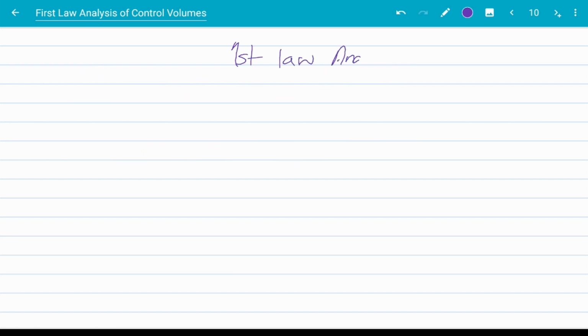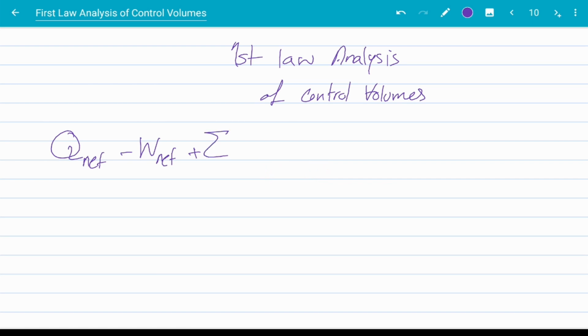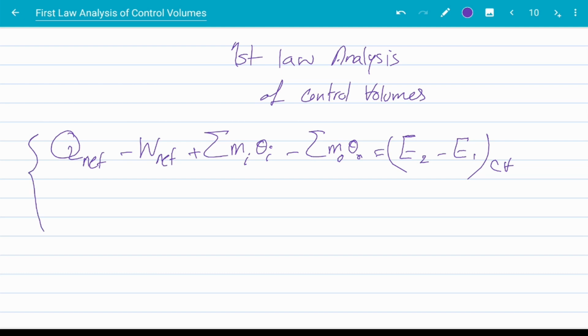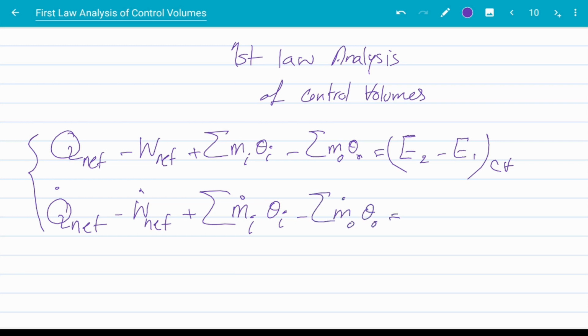Okay, we can start talking about the first law analysis of control volumes. From a previous video, we know that the first law of thermodynamics for a control volume can be written as Q net minus W net, plus all the energy coming in with mass, minus all the energy going out with mass, is equal to the change of total energy of the control volume. Or in the rate form, we have Q dot net minus W dot net plus all the energy flows coming in minus all the energy flows going out is the rate of change of energy of our control volume.